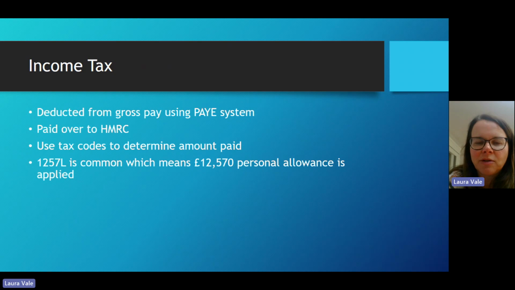Right, you're not going to be examined on any of the detail, but sometimes it's just nice to have a bit more information. Once you go over the £12,570, then you start to be taxed at 20%. And then when you get up to an even higher amount, then that will switch to 40% and then to 45%.